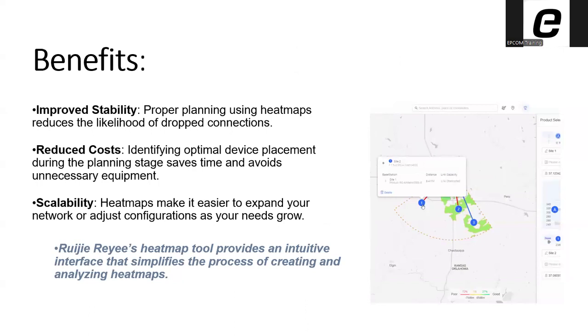Let's talk about another benefit. One very important thing is improved stability. With proper planning using heat maps, it reduces the likelihood of dropped connections. Another is reduced cost. Identifying optimal device placement during the planning stages saves time and avoids unnecessary equipment. And this is very good. And then scalability. Heat maps make it easier to expand your network or adjust configurations as your needs grow.